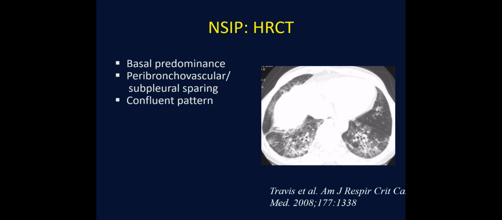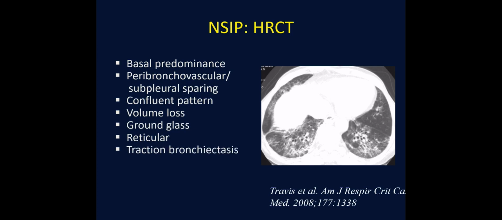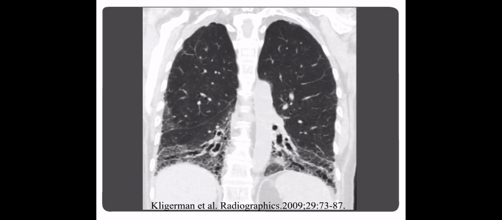It is often more confluent than UIP. There's often bilateral lower lobe volume loss, as you can see in this case with posterior displacement of the fissures. Often there's a component of ground glass abnormality along with the reticular abnormality and traction bronchiectasis. Consolidation may or may not be present, and honeycombing, if present, is rare. So that's very different from the typical appearance of UIP.